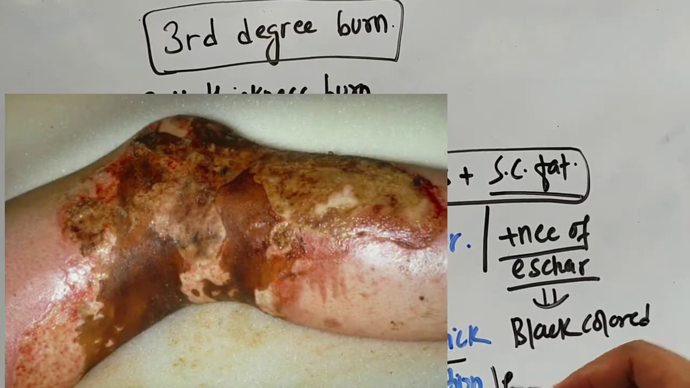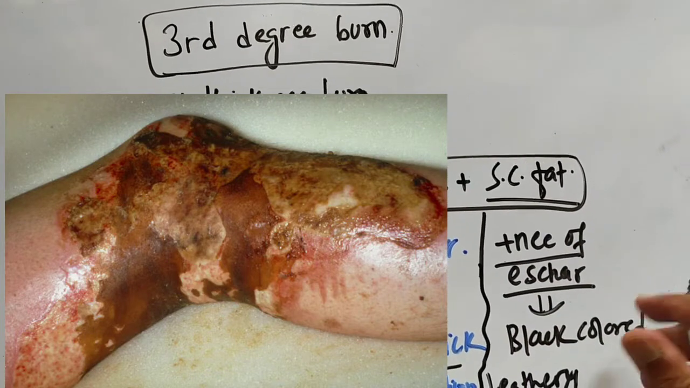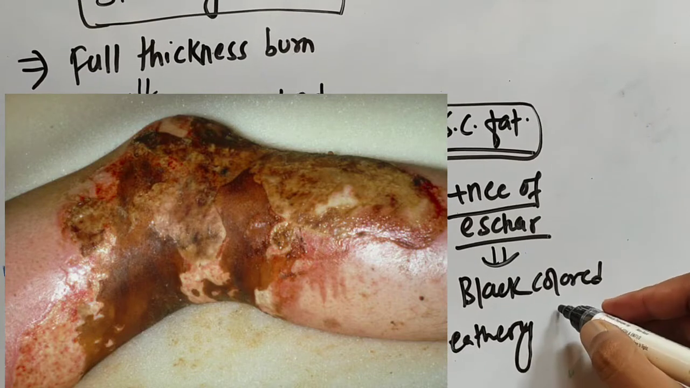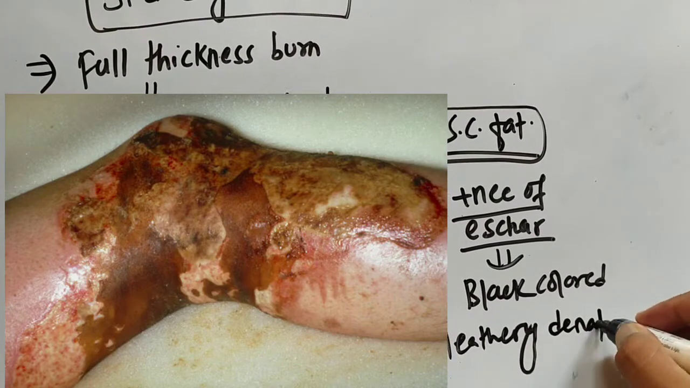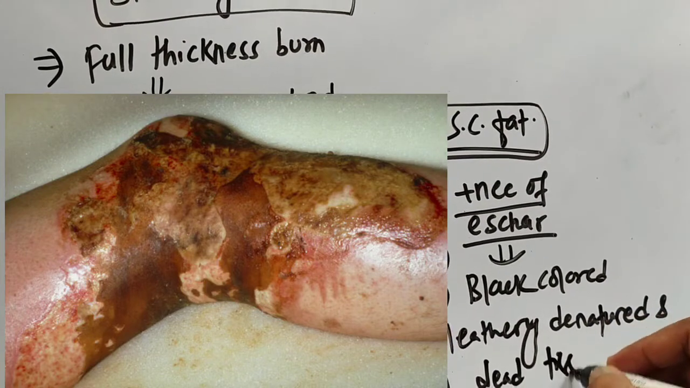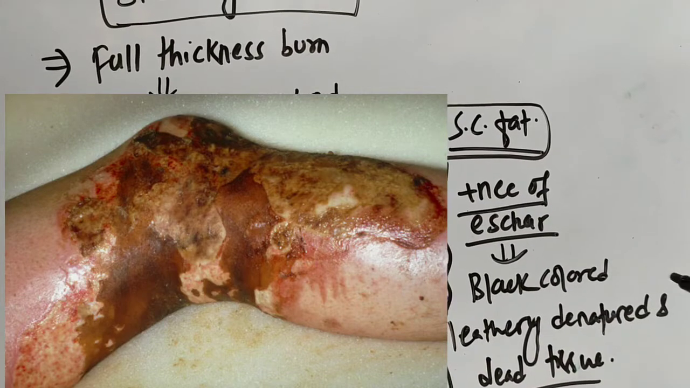leathery, denatured and dead tissue. Black colored, leathery, denatured and dead tissue. So this denatured and dead tissue, which is black in color, is known as eschar.